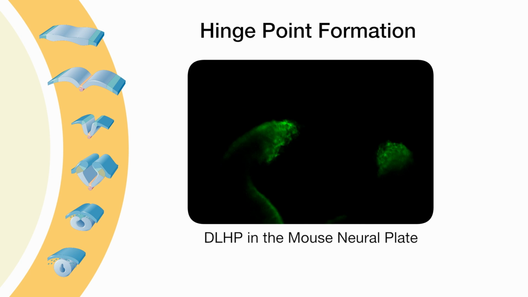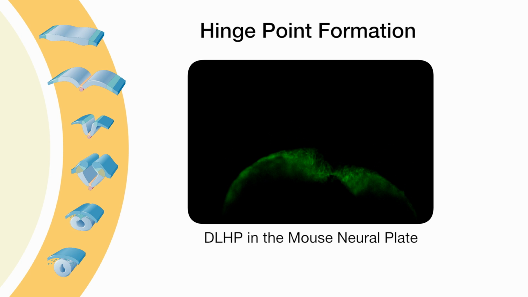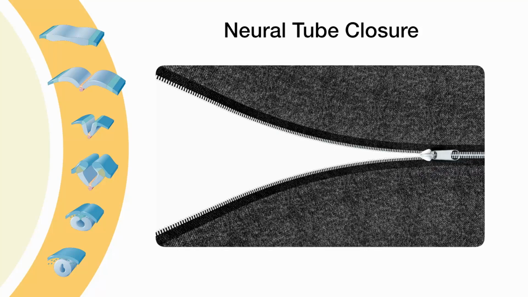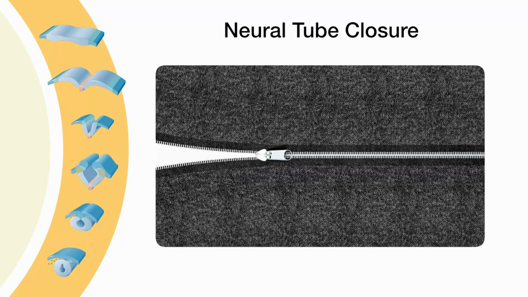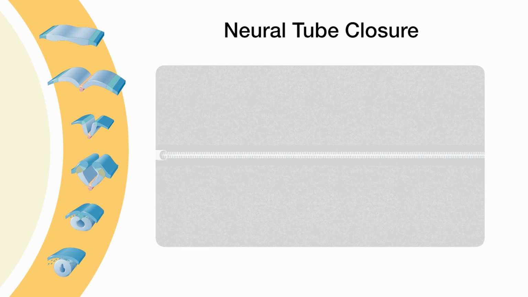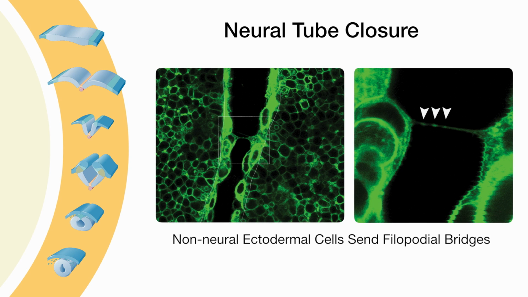How does the neural tube achieve its final closure? The process of neural tube closure has been compared quite aptly to the zippering close of a coat. Like the teeth of the zipper coming together, non-neural ectodermal cells at the leading edge of the neural folds send long filopodial bridges that make contact with the opposing neural fold.